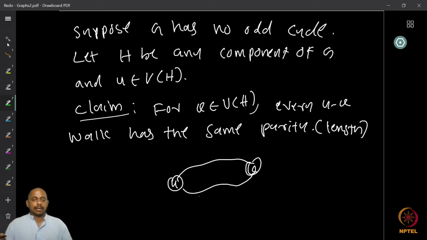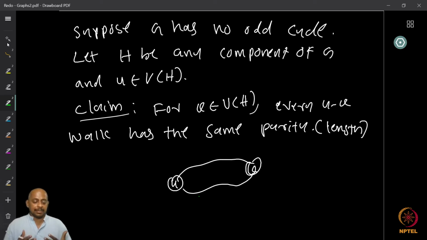Now, once you fix a vertex V, you can have several UV walks. In the graph, there could be several paths or walks between a pair of vertices. So look at every UV walk. My claim is that every UV walk has the same parity, which means that the lengths of the UV walks are either all odd or all even. Now, why is this true?